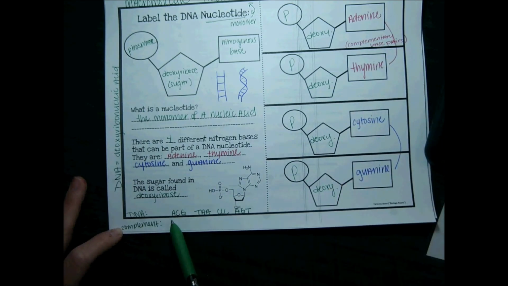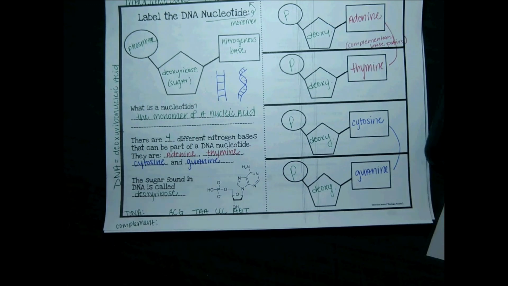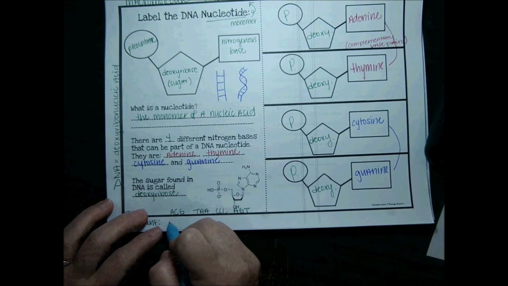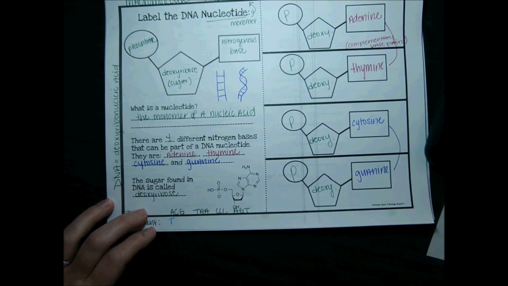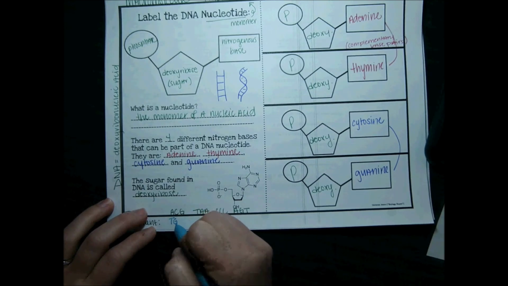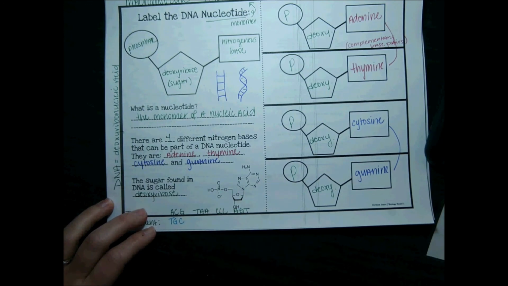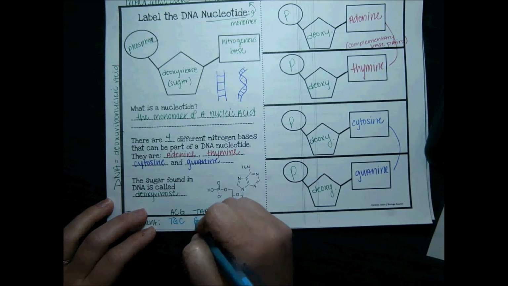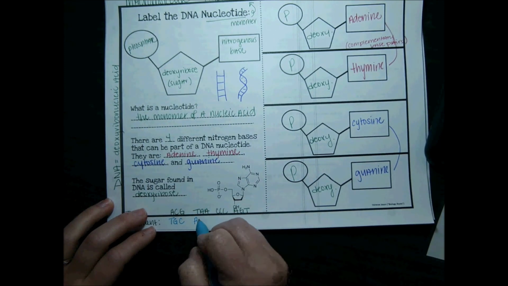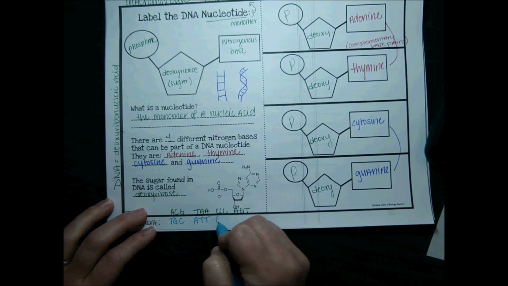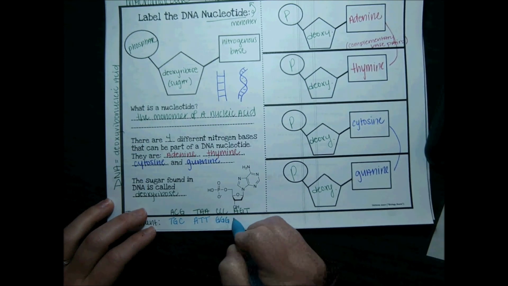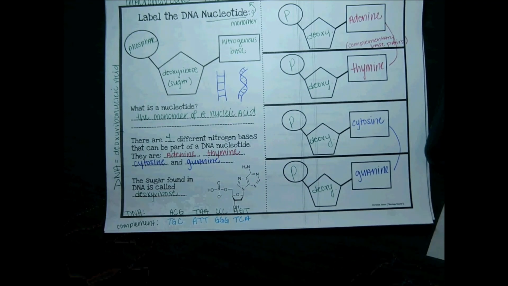Now, the complement is going to be whichever one they pair with, however we color-coded. So what goes with A? T. What goes with C? G. What goes with G? C. What's next? What pairs with T? A. What pairs with A? T. So everything has a match. Alright, makes sense? So far?